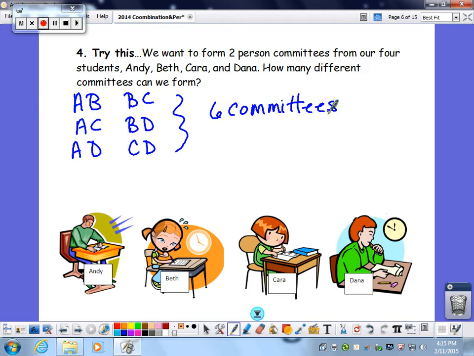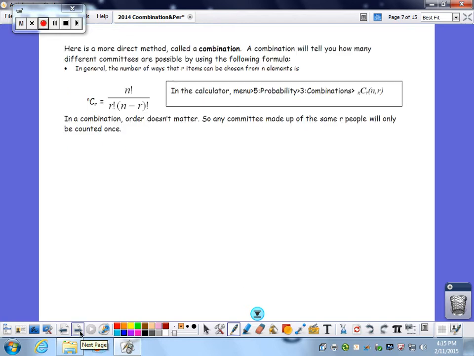Alright, so this would be an example of a combination. So let's look at the math behind that. Alright, this is a combination. A combination tells you how many different committees are possible by using the following formula.